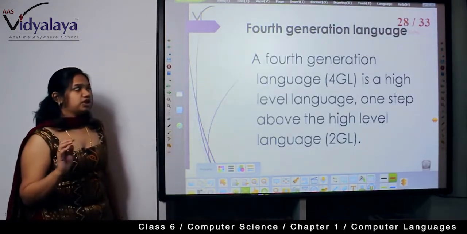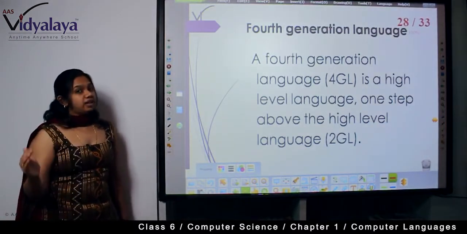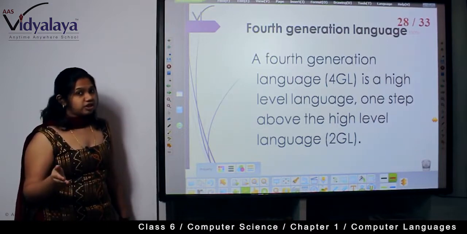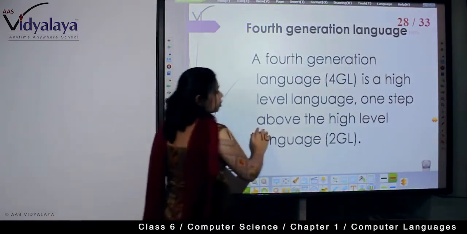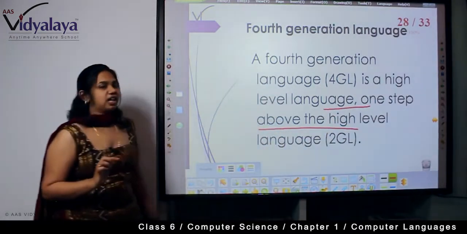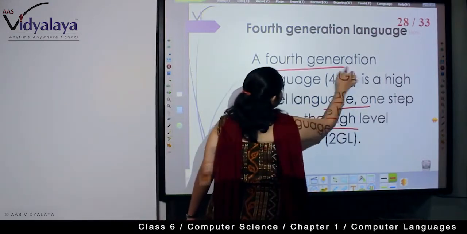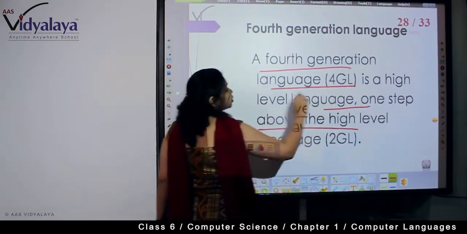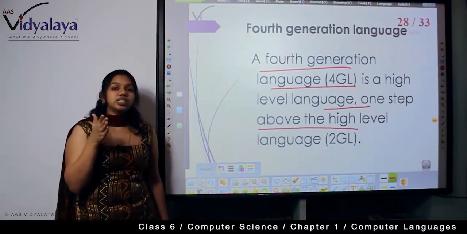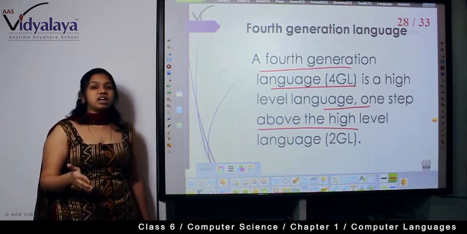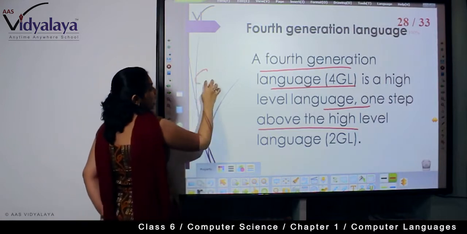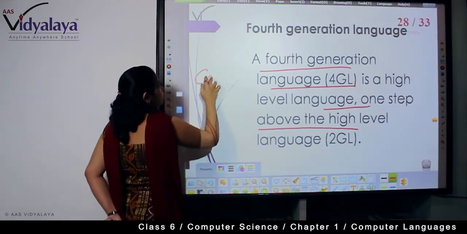So now the next screen. Yes, 4th generation language. This is a high level language compared to the 3rd generation language, one step above 2GL and 3GL. Okay, is that clear? When you talk about the 4th generation language, there is always a confusion: why can't a 3rd generation language and a 4th generation language be the same? That's because a third generation language has only one translator.